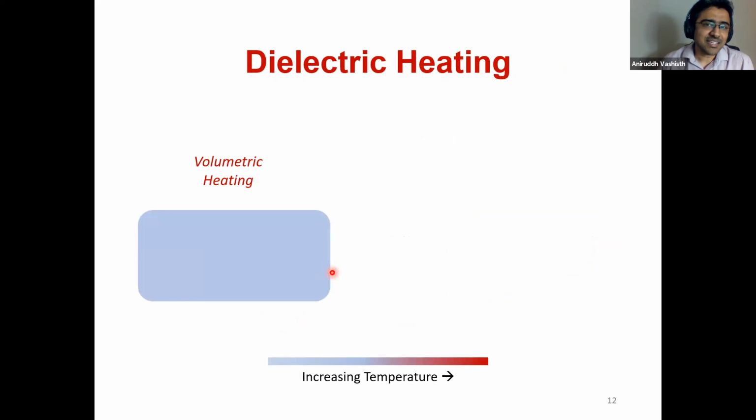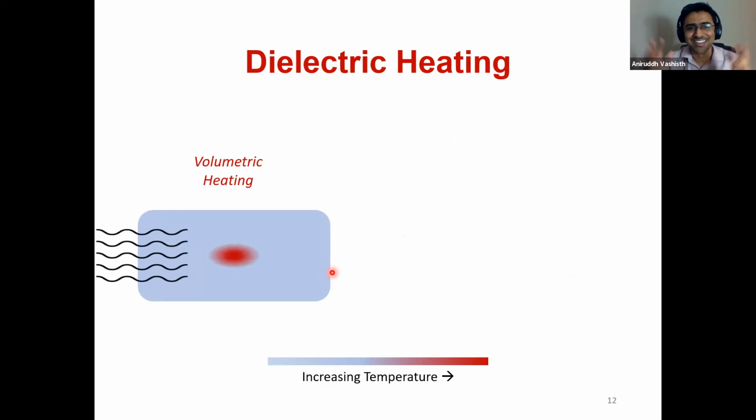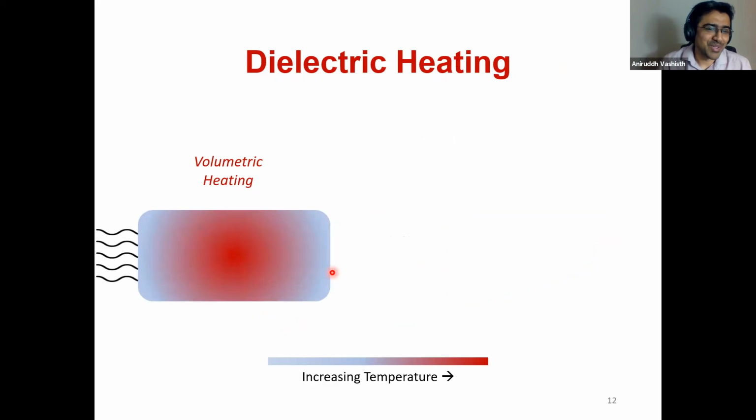So let's see what we can do with dielectric heating. We thought of two applications for dielectric heating, or RF heating. The first is volumetric heating, where let's say you have a volume, for example, Thanksgiving is coming and you want to heat a turkey. So you want to heat the whole turkey. You pass radio frequency waves through it, and you are able to heat the whole volume.